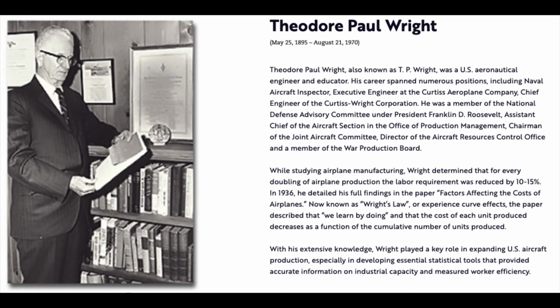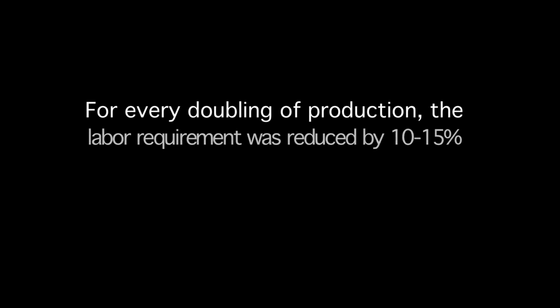Wright's Law was formulated by Theodore Paul Wright, who was a U.S. aeronautical engineer and educator, and had a very successful career, including serving as a member of the National Defense Advisory Committee under President Franklin Roosevelt. While studying airplane manufacturing, he determined that for every doubling of airplane production, the labor required was reduced by 10 to 15%. This meant that the cost of each unit produced decreases as a function of the cumulative number of units produced.